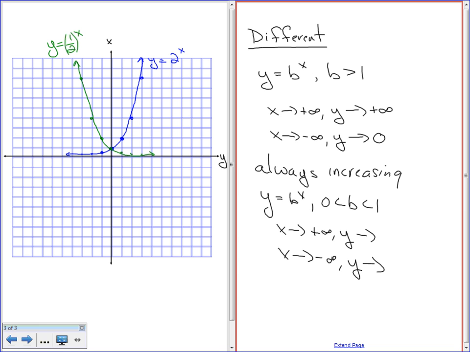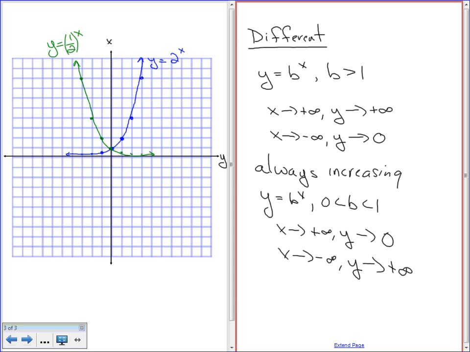So for the green graph, as x approaches positive infinity, what value does y approach? Right? 0. Okay, so again, as we get closer and closer here, it's getting closer and closer to 0. And as x approaches negative infinity, what's happening on the other side? So what's happening as I go negative infinity here? Where do I have to go? Positive infinity. Awesome. So it's heading upwards.